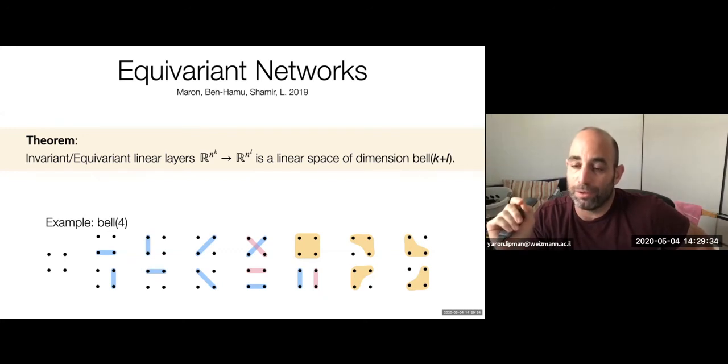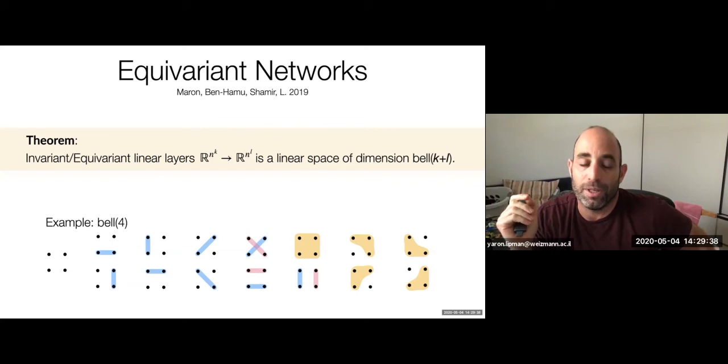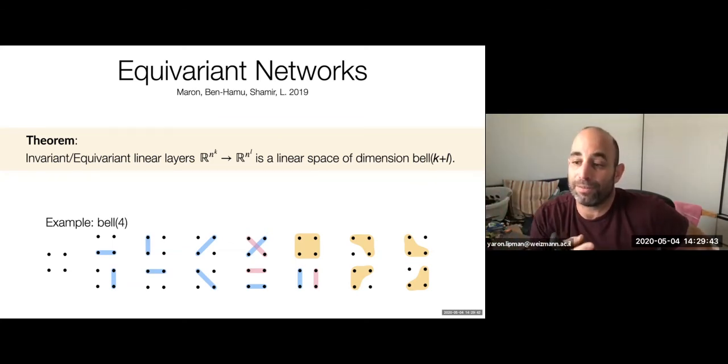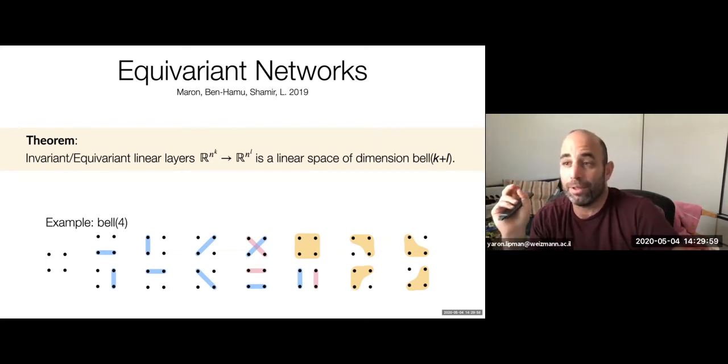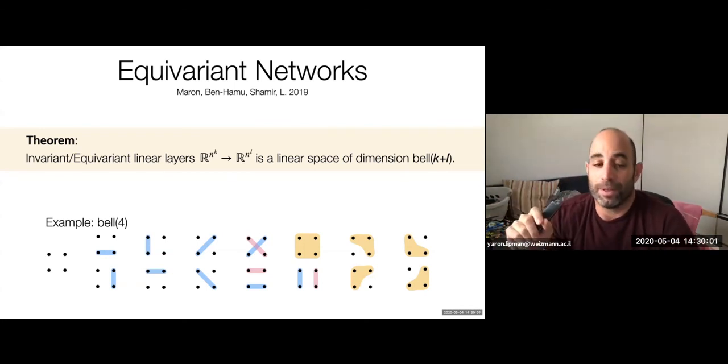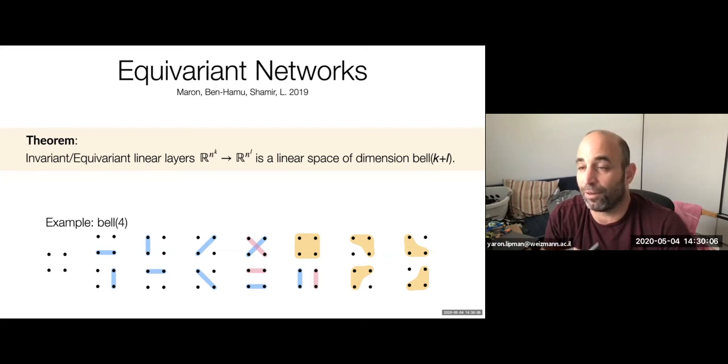Just to give you a taste of the number of these operators. If you think about linear equivariant mappings between graphs, then k and l equal 2, this theorem says that the space of equivariant linear transformations between matrices will be of dimension Bell(k+l). Bell is the Bell number. It's a combinatorial number, and I'm going to define it by example here.